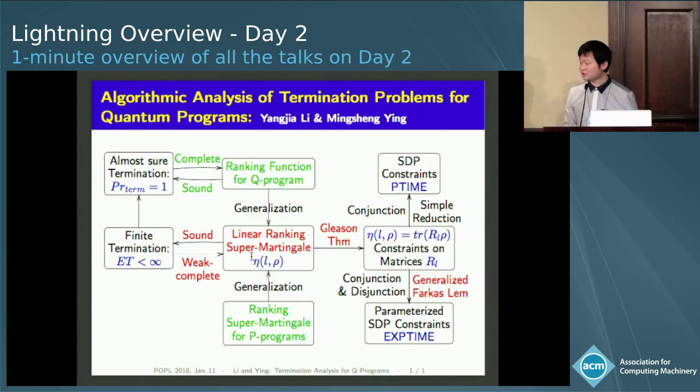And actually, I noticed that this might be the only talk about quantum programming in POPL. And so I will give a full introduction to some basic ideas. So everyone is welcome. Thank you.